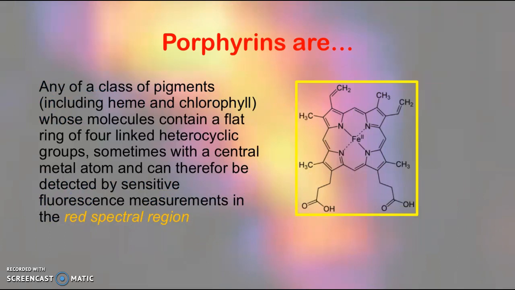So what is a porphyrin? In biology, porphyrin is a class of pigments whose molecules contain a flat ring of four linked heterocyclic groups, sometimes with a central metal atom, and can therefore be detected by sensitive fluorescence measurements in the red spectral region. So that's important. These bacteria give off porphyrin, and porphyrin can be detected by laser fluorescence in the red spectral region.